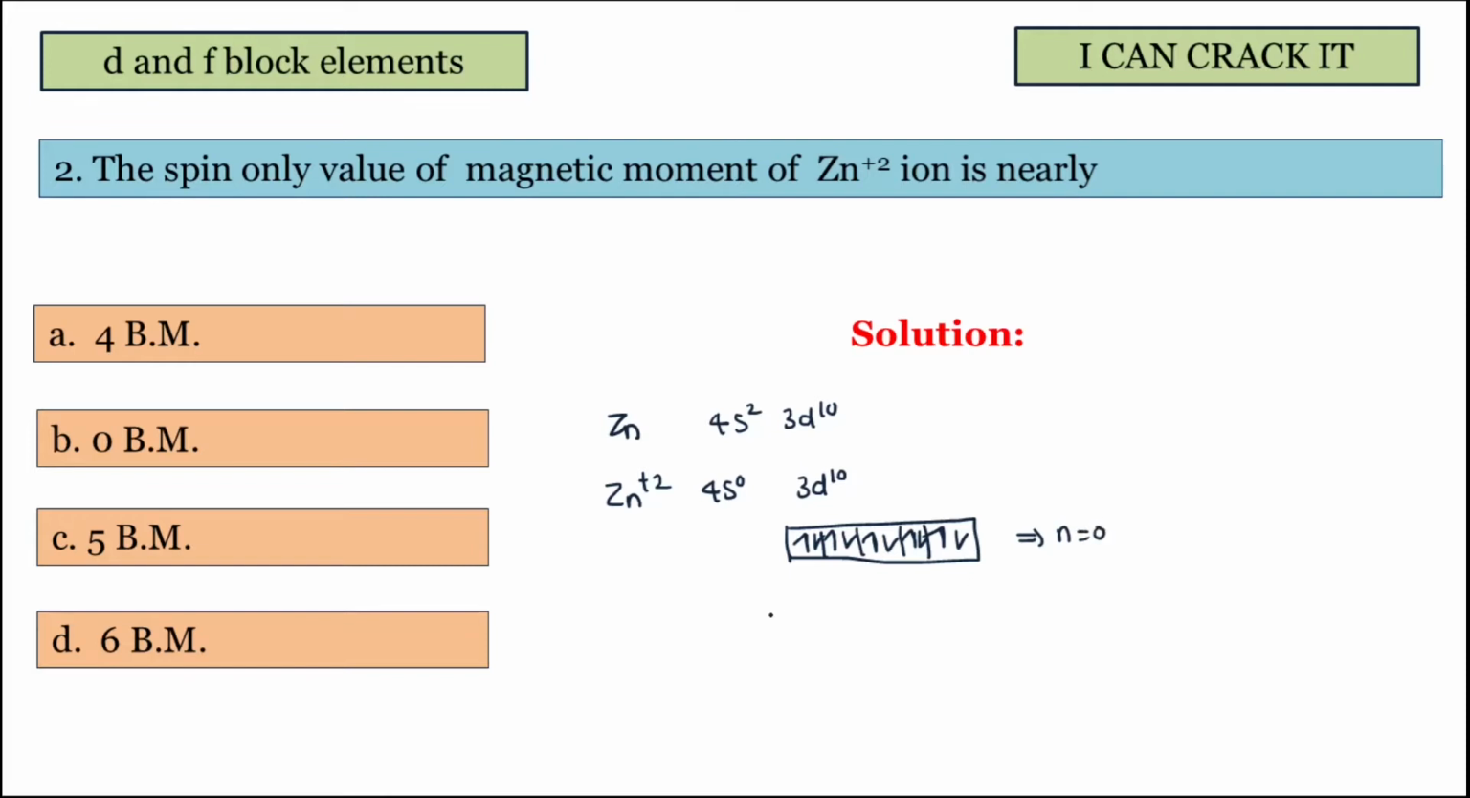What is spin only magnetic moment? Mu equals root n into n plus 2. See, the value of n is 0 here. 0 into anything is 0. So you get 0 Bohr magneton. Right. So which option? Option B, 0 Bohr magneton.